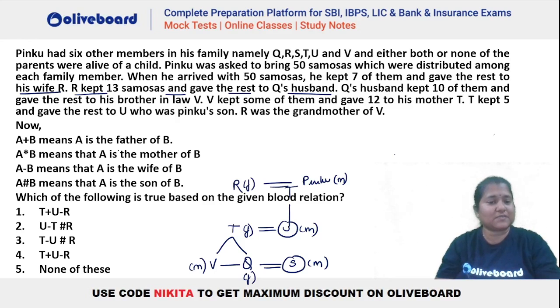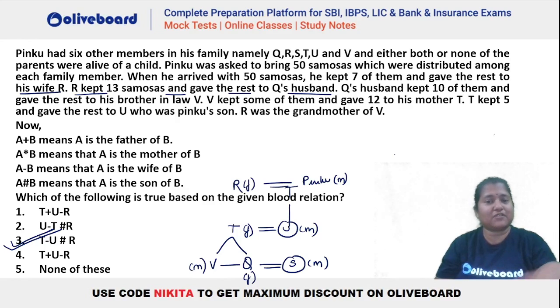T plus U. Plus means father. Is T the father of U? No. You can see T is the wife of U. U minus T, minus means wife. So that means U is the wife of T. No, that's wrong. T minus U, that is T is the wife of U. Absolutely, you can see T is the wife of U. U hash R, hash means that A is the son of B. So U is the son of R. You can say yes, U is the son of R. That means option number 3 would be the right relation here.